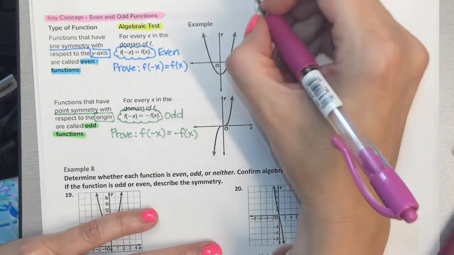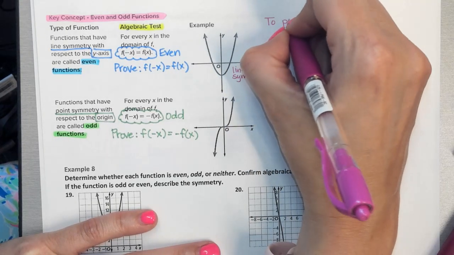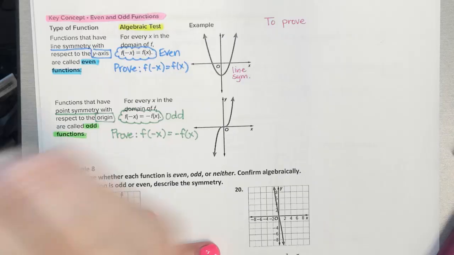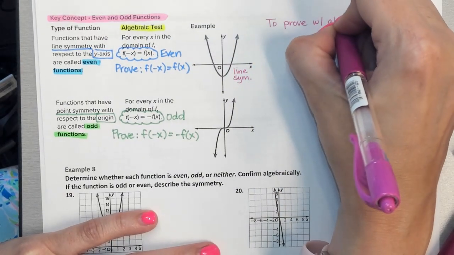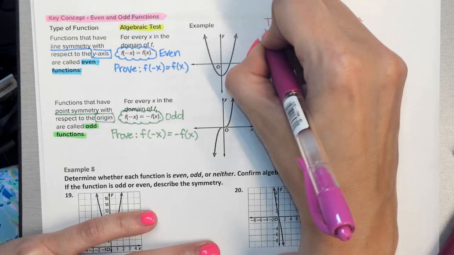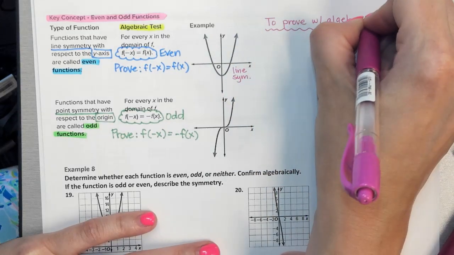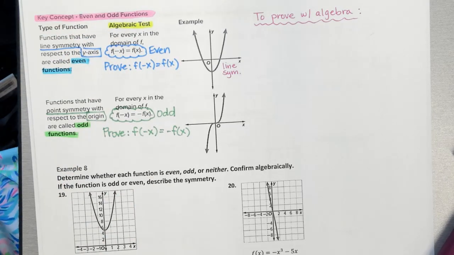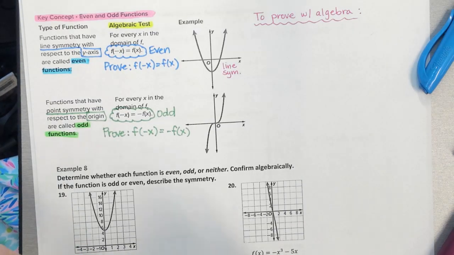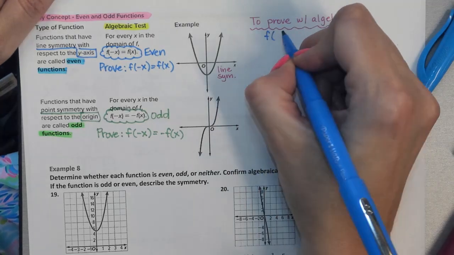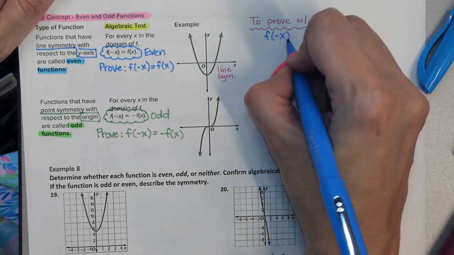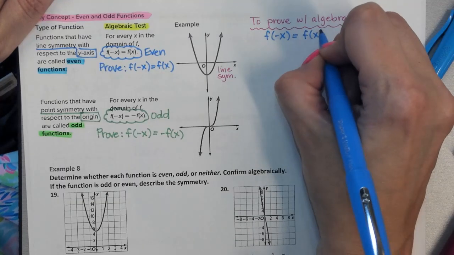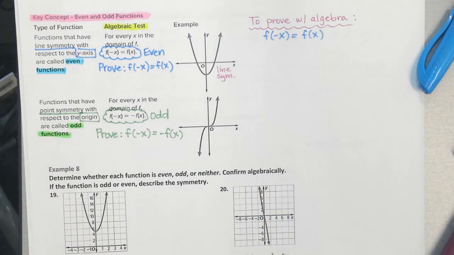Okay, I'm going to write out the steps for you that we're going to use. So if you get stuck later, you can come back here. So to prove with algebra, you are going to show that f of negative x equals f of x. You're going to show that f of negative x is equal to f of x.